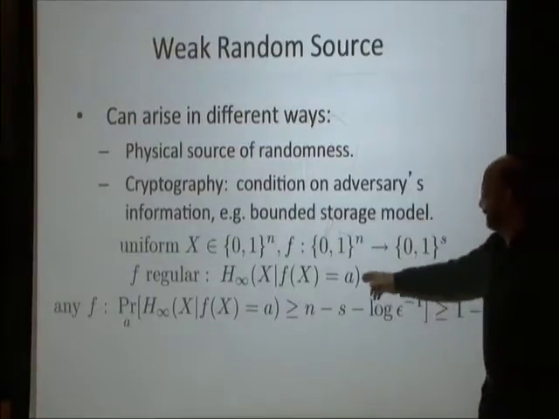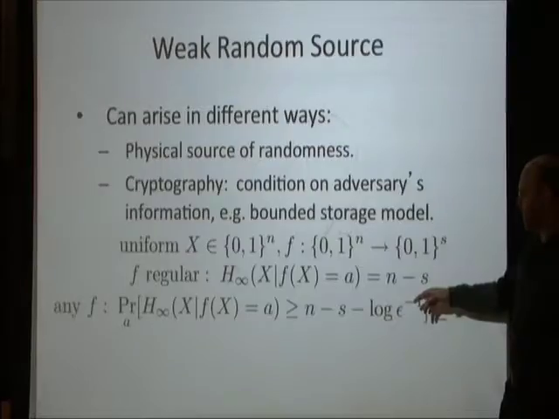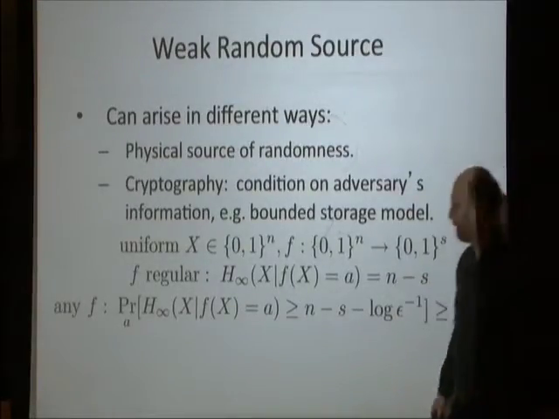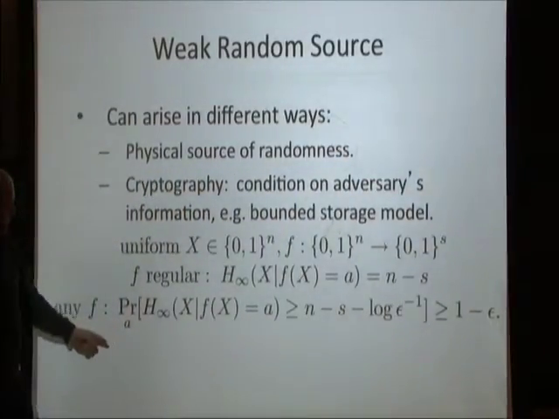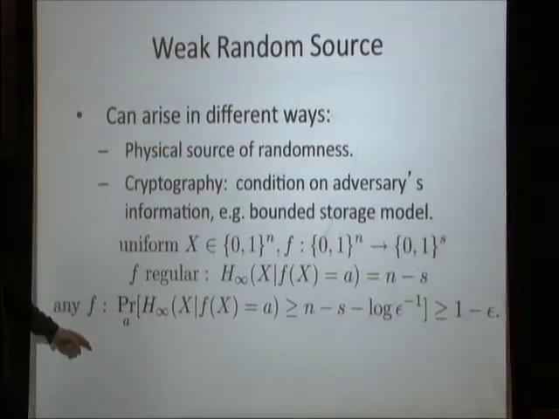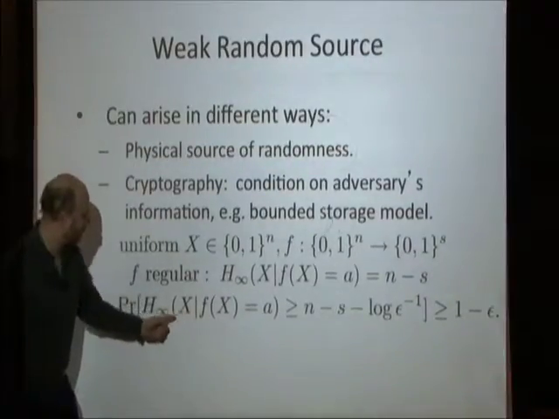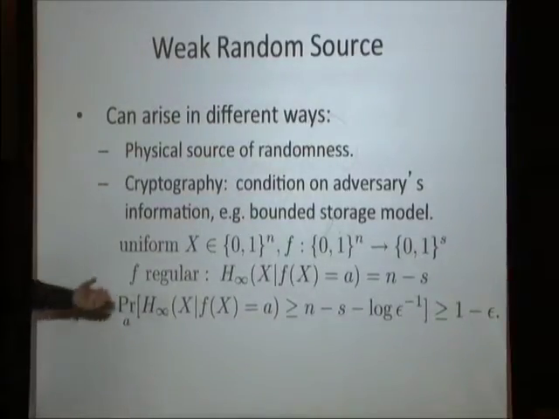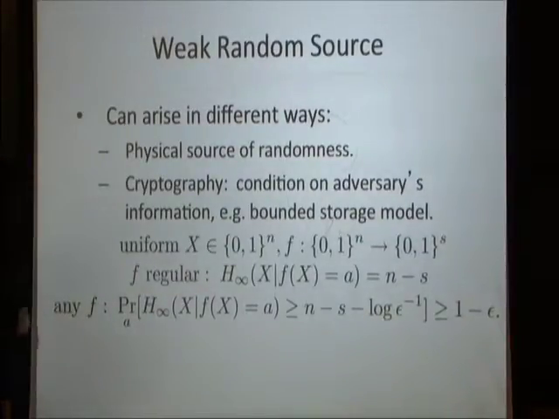I should have said the probability over x. So the conditional min entropy of x, given that f of x equals a, when we choose x randomly, is still at least n minus s minus log epsilon inverse, with probability at least 1 minus epsilon.